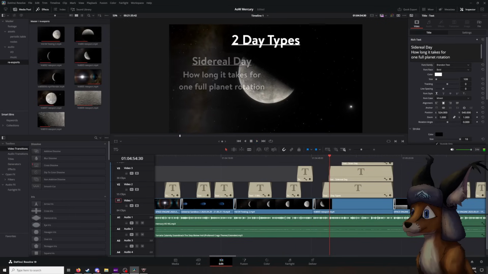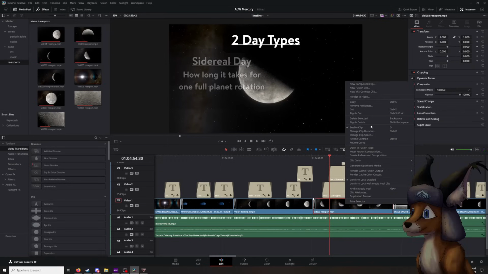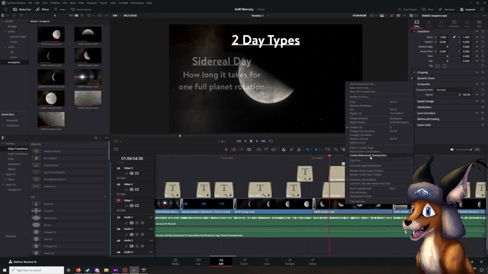The sidereal. I also just want to say I didn't blur this footage because it looked really bad. I was thinking about it for these assets, but I just put outlines around the text or boxes around the text to make them easier to see.